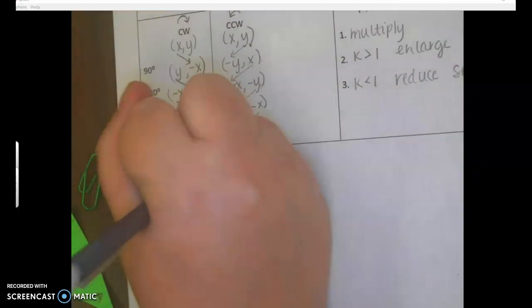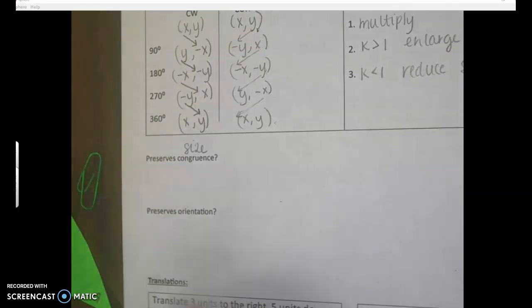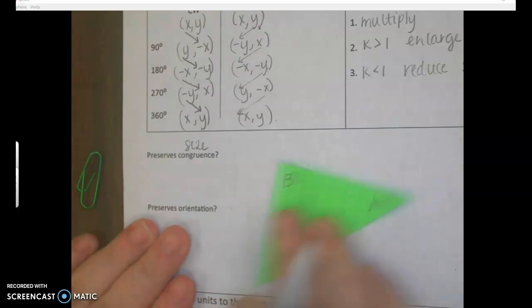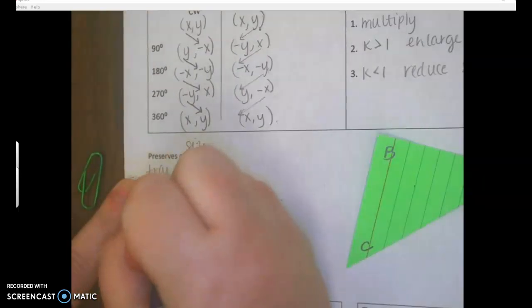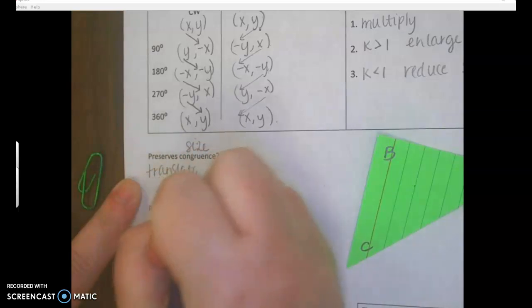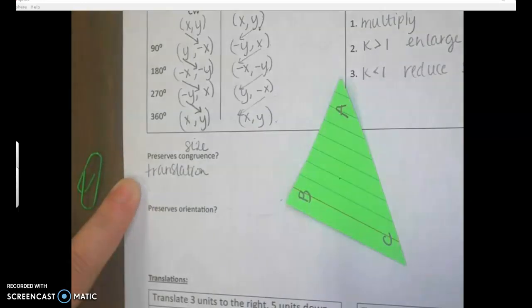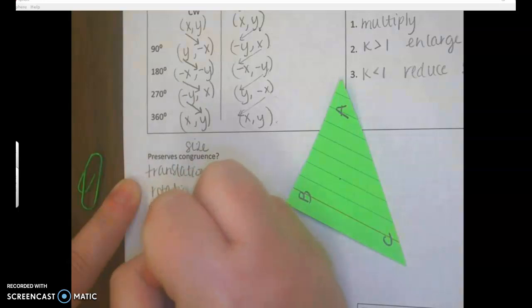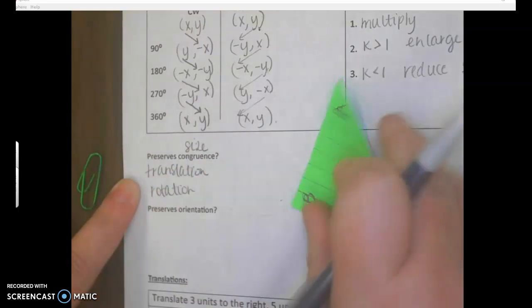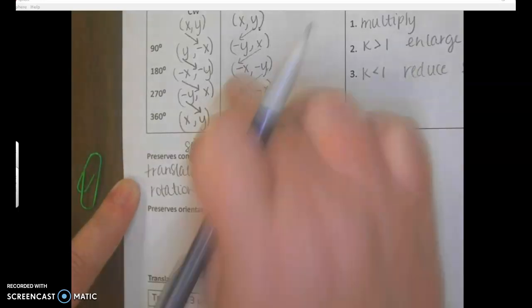Preserving congruence means I'm preserving the size. All right, and so if I slide this, translate it, it keeps the same size. So translation preserves congruence. If I turn it, it still keeps its same size. So rotation preserves it. If I reflect it, it kept its same size.